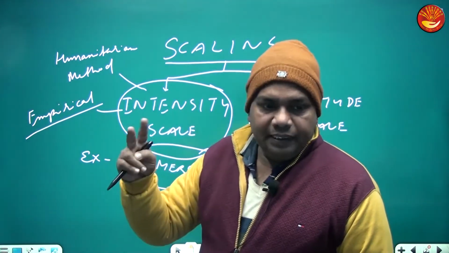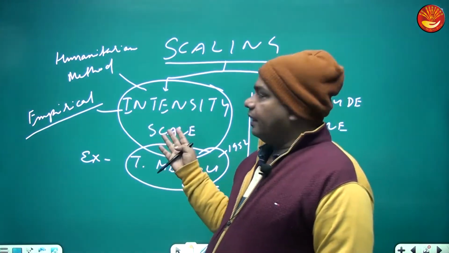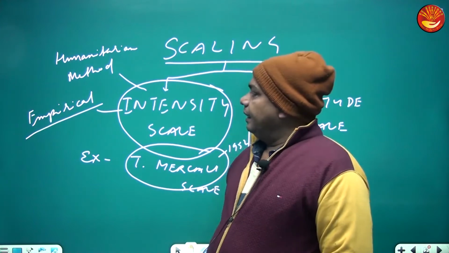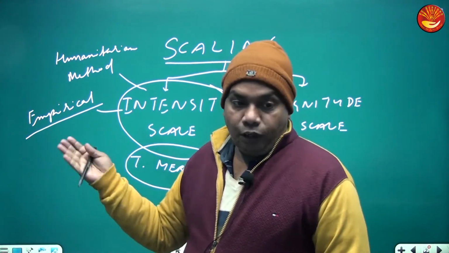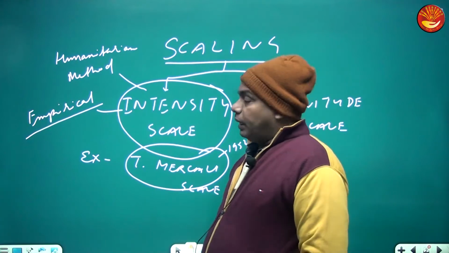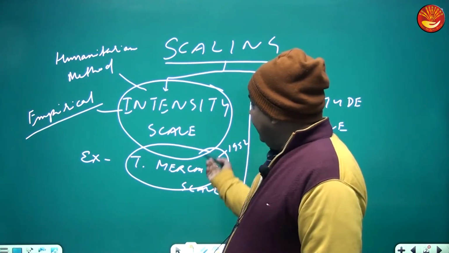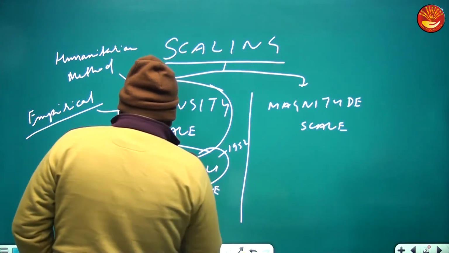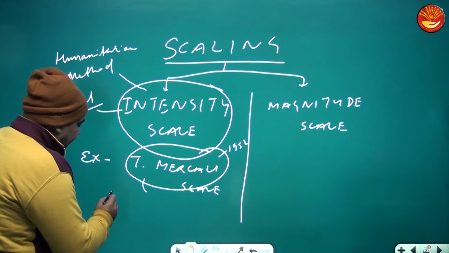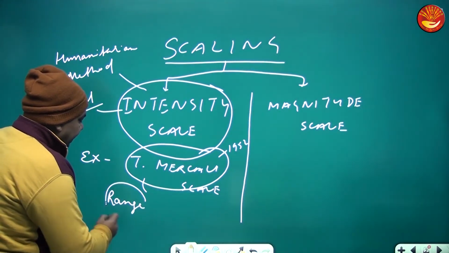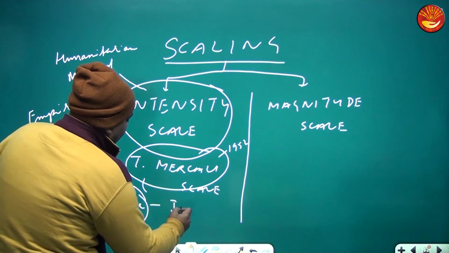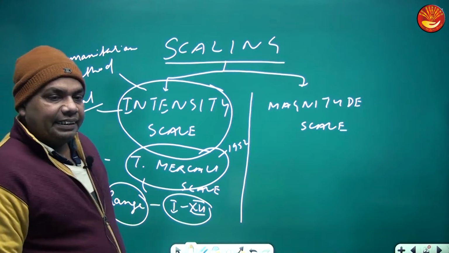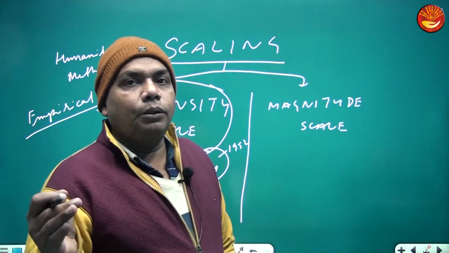There are two methods of measuring, of scaling an earthquake. The first scale is the intensity scale. It is empirical in nature, based on the personal observation of the scholar, and humanitarian in approach, right? Mercalli gave this scale in 1952. What is the range of the Mercalli scale? It is 1 to 12. Its range lies between 1 to 12.